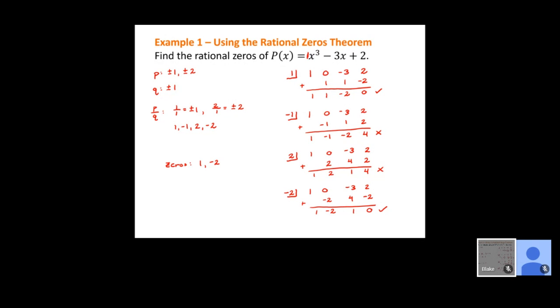All right, so that's all we're doing in this section is figuring out what are the possibilities of rational zeros using our p's over q's. Once we know the possibilities, then we can test them using synthetic division, and then we're going to see which ones actually give us a remainder of 0.